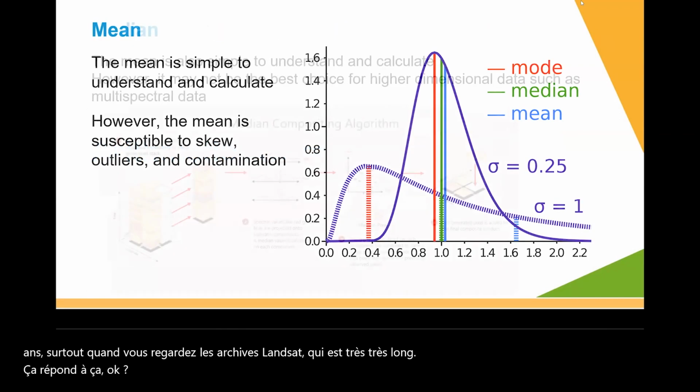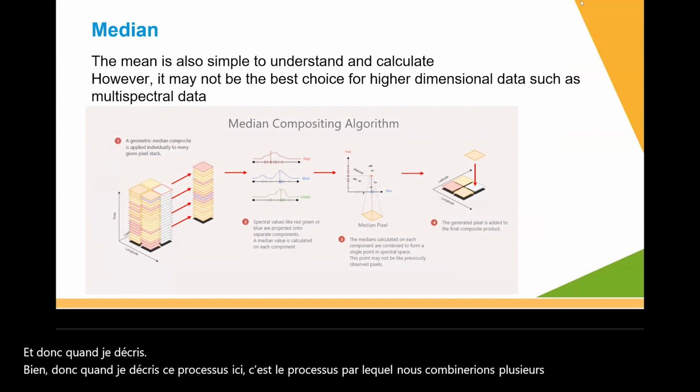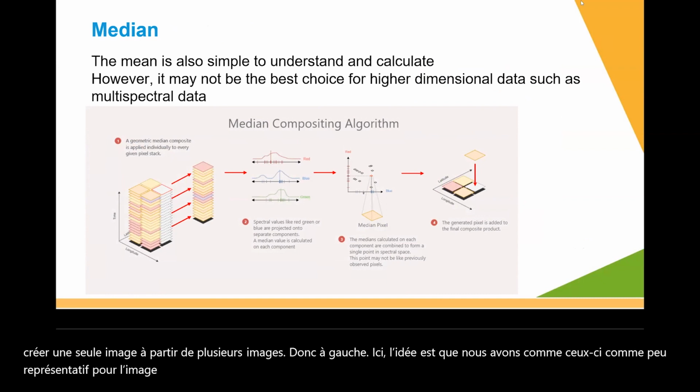So when I'm describing this process here, this is the process by which we would be combining multiple images to create a single image out of multiple images. On the left here, the idea is that we have this little representative 4-pixel image, and there's a time series of them all stacked up, right?